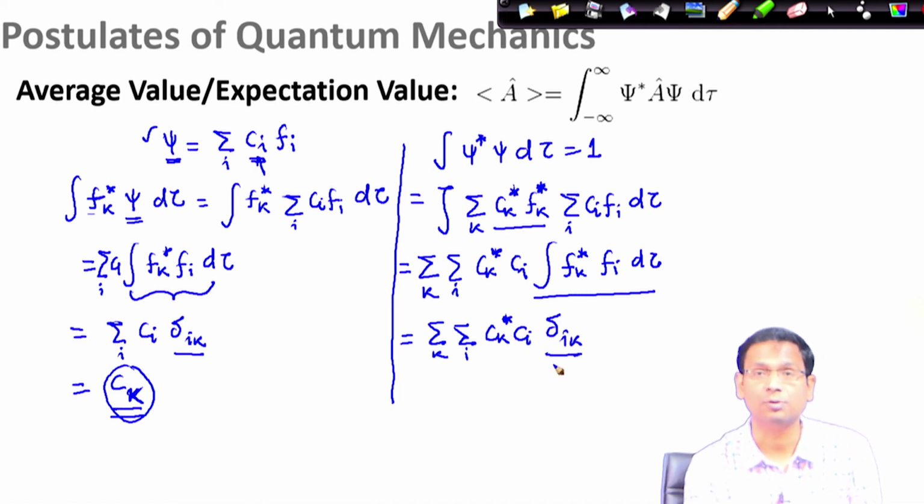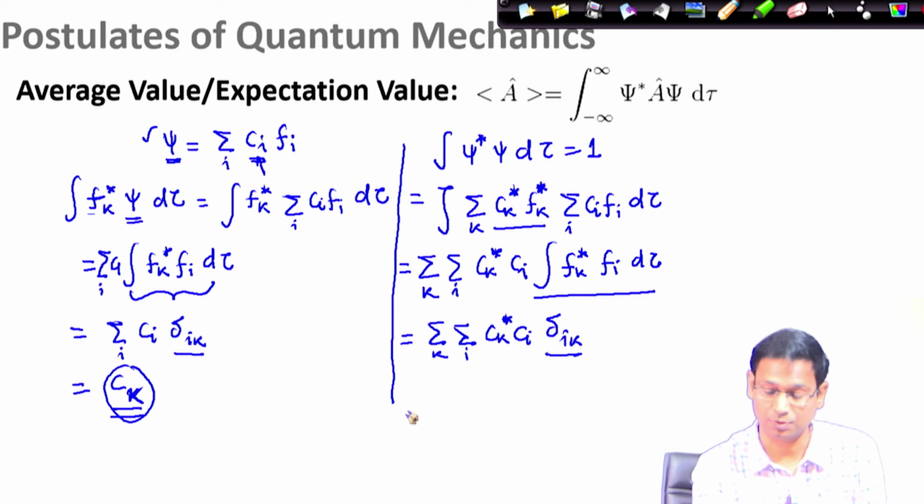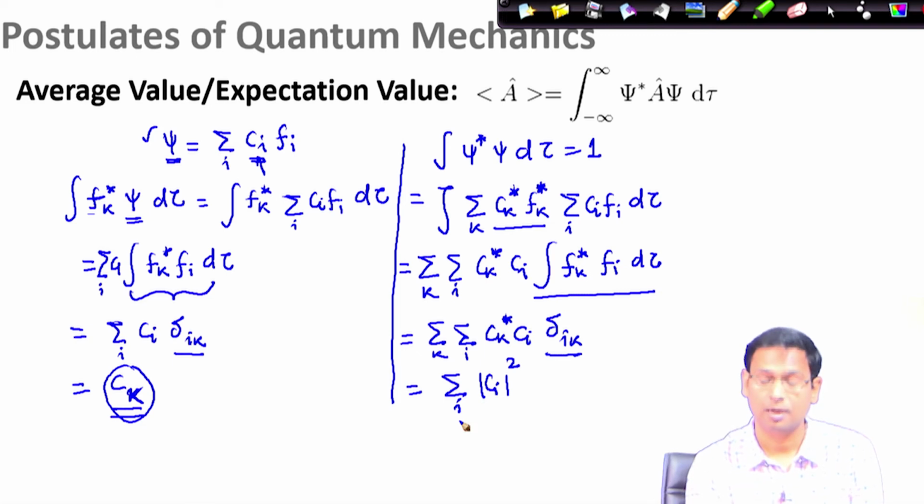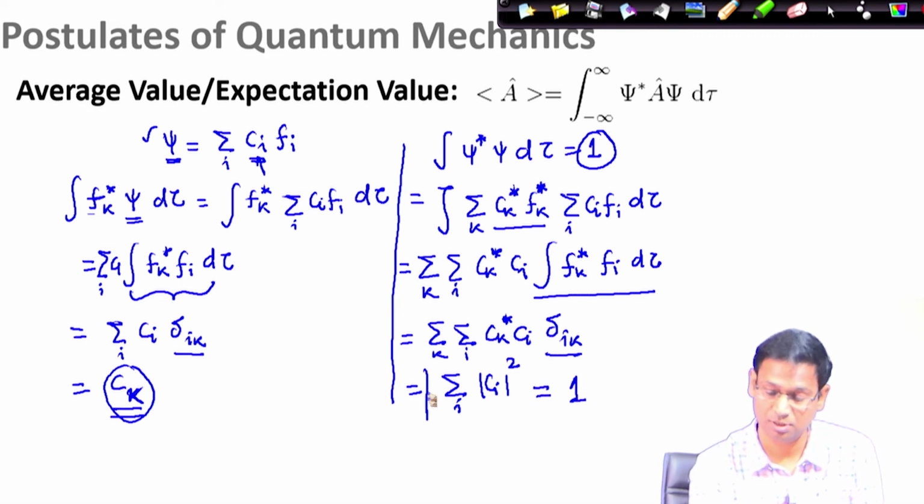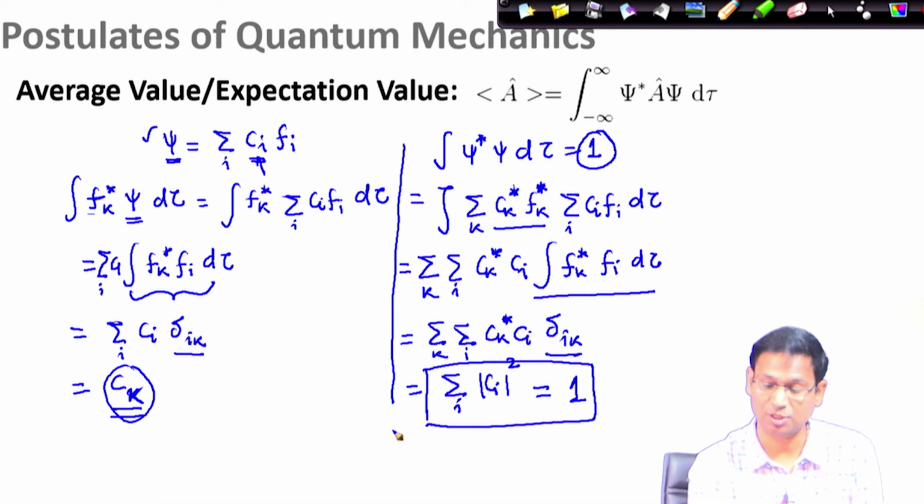And the Kronecker delta will survive only for one term, and that is when i is equal to k, and then you would see that this term is simply this. And what is the right hand side? The right hand side is 1. So, I can write this as a general rule, that if my wave function is normalized, then the sum of the squares of these coefficients is 1.